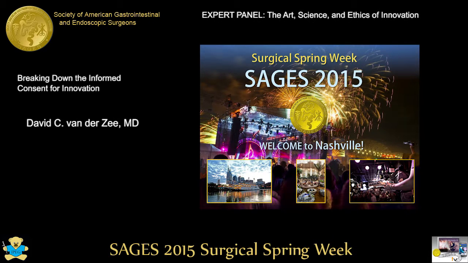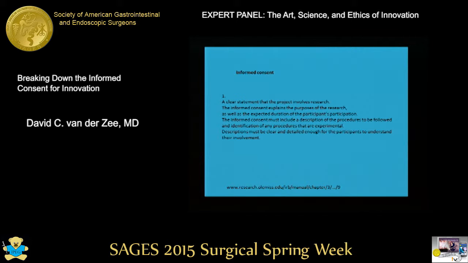Project involves research. The informed consent explains the purpose of the research, as well as the expected duration of the participants' participation. The informed consent must include a description of the procedure to be followed and identification of any procedures that are experimental. Descriptions must be clear and detailed enough for the participants to understand their involvement.